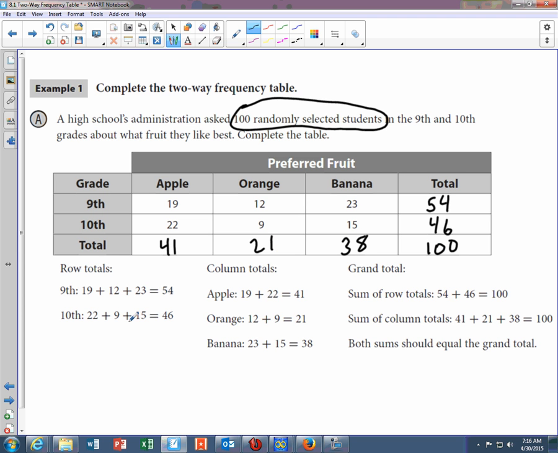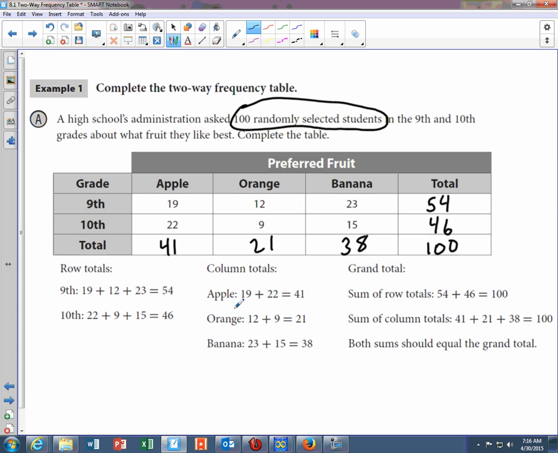Now, they were nice and did all the math for you down here, so there was no work for you to do. So, again, the important part of doing a two-way frequency table is that I can compare two sets of data. How many kids like orange in the 10th grade? Well, that was only 9.